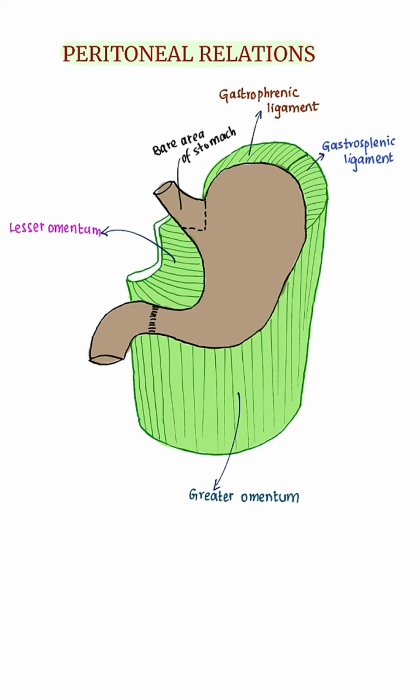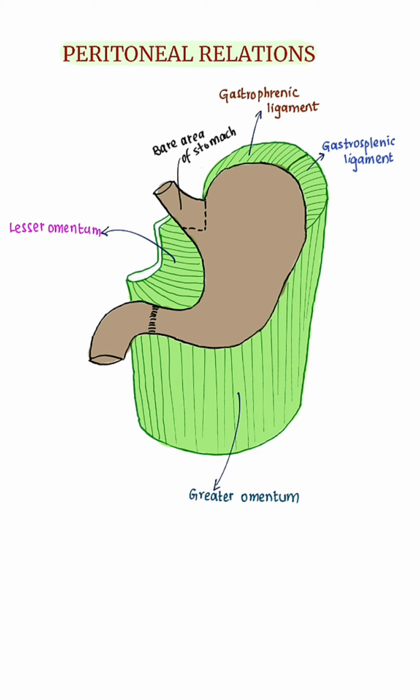Relations of the stomach: peritoneal relations and visceral relations. First, let's see the peritoneal relations. The stomach is covered by peritoneum except where the blood vessels run along its curvatures and the bare area of the stomach. The bare area is a small area not covered by peritoneum. It is located near the cardiac end on the posterior surface.